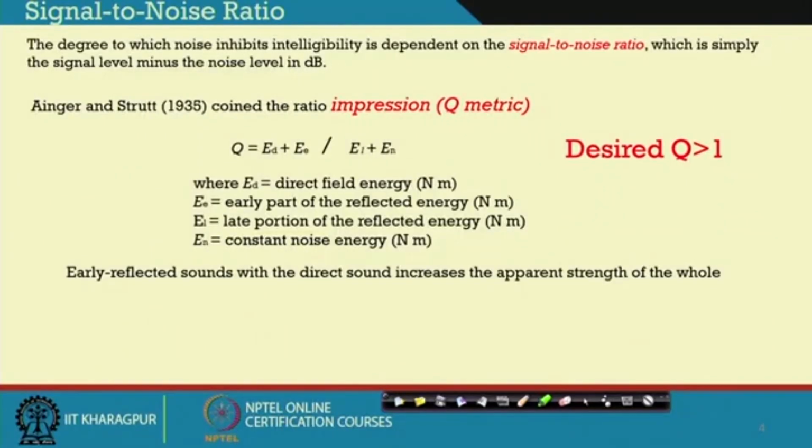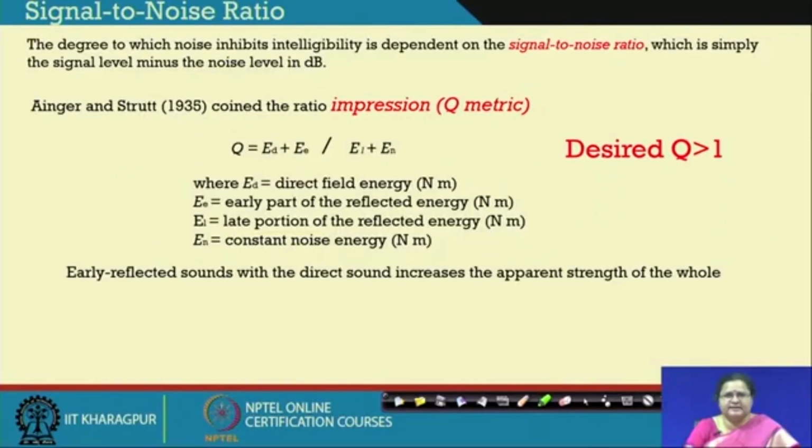So, how do we define that? Q is the metric which we are considering, which is the direct field energy and the helpful reflection, which is coming in 25 milliseconds in case of speech, or in 35 milliseconds in case of music, divided by what is not required, that is, the unwanted noise: the late portion of the reflected energy and the constant noise energy which is already persisting, like the fans are moving, or the HVAC duct, the air conditioner is making some noise, or there is a continuous noise coming from the road.